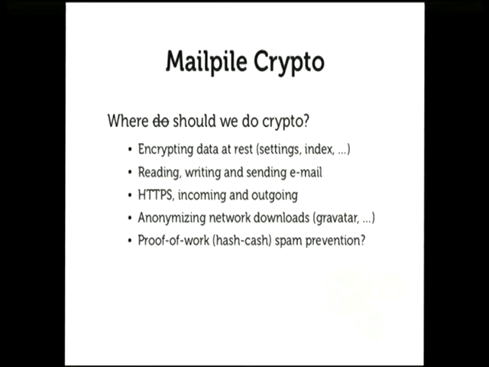We're using crypto when we're reading, writing, and sending mail. We're using HTTPS, obviously, wherever appropriate. We would like to anonymize communication with the external network. So when Mailpile goes off and downloads images from Gravatar, it shouldn't be telling Gravatar that I'm talking to these people. That needs to be anonymized in some way. And we might want to implement some of the proof of work hash cache things, which relates to one of the other crypto ideas that comes up soon.